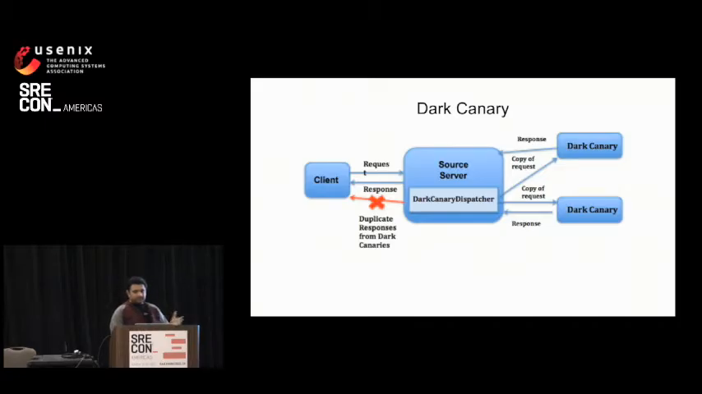Meanwhile, the dark canary takes the copy of the production traffic from the source server and runs the newer version. If you look at it here, the clients never see the response from the dark canary. The dispatcher node computes its response and also sends the request to the dark canary, and when the results come back, you can validate both results.